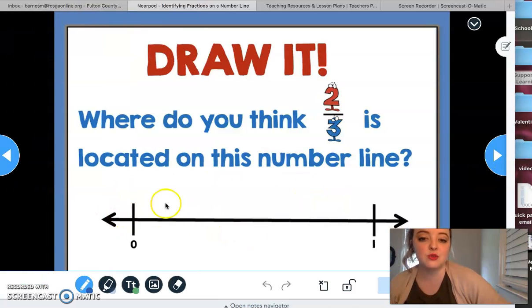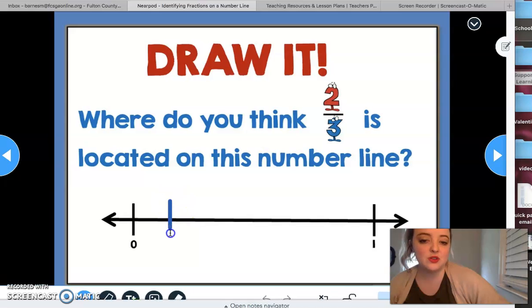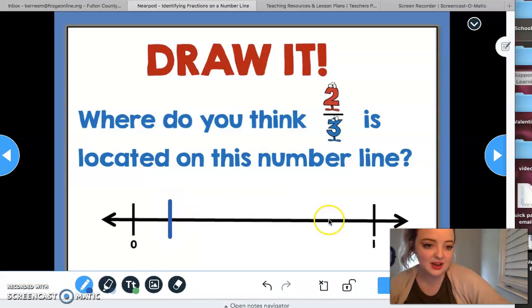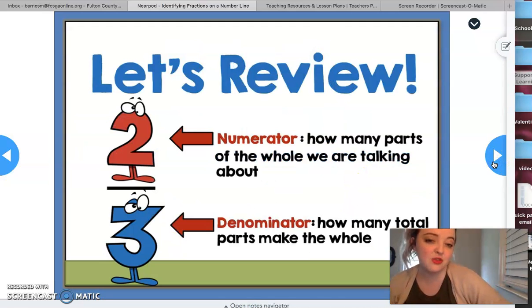Where do you think 2/3 would be? So using your pencil, would 2/3 be over here? Probably not. It would be closer to the 1 whole, because we know that 3/3 would be 1 whole. So that's a tool for you. And again, I see all of this that you fill out.